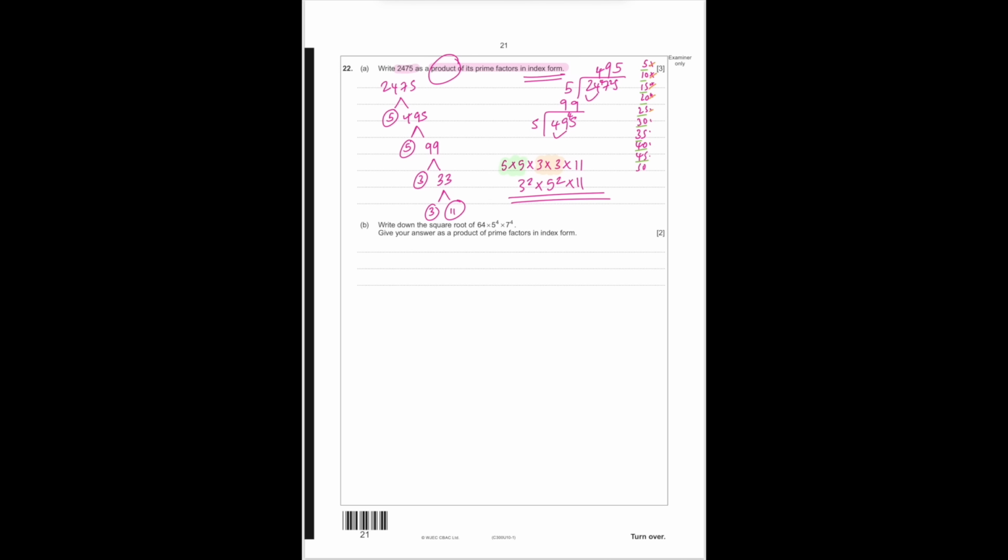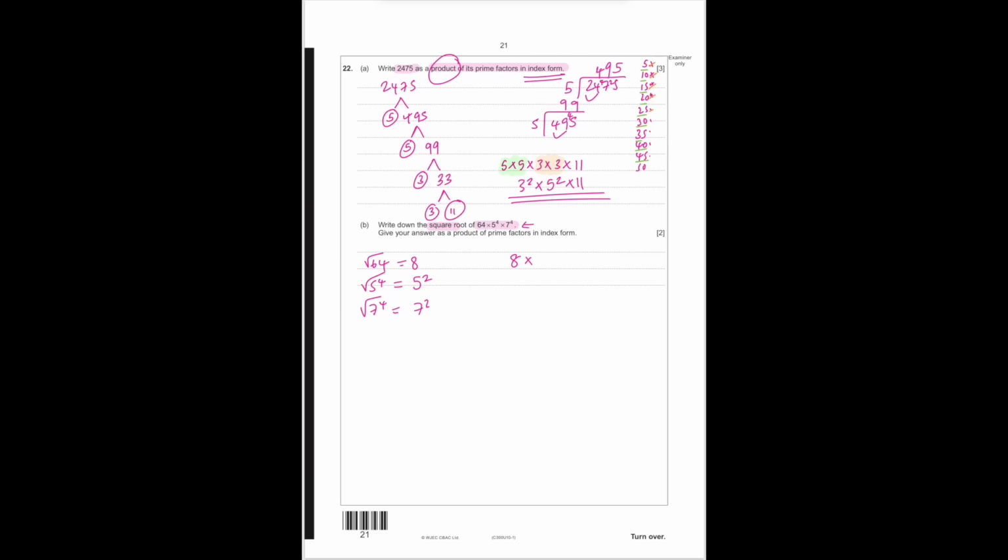Okay, part B, write down the square root of 64 multiplied by 5 to the power of 4 multiplied by 7 to the power of 4. Give your answer as a product of prime factors in index form. So I'm going to take each part of this number separately. The square root of 64 is 8. The square root of 5 to the power of 4 would be 5 squared. And then the square root of 7 to the power of 4 would be 7 squared.